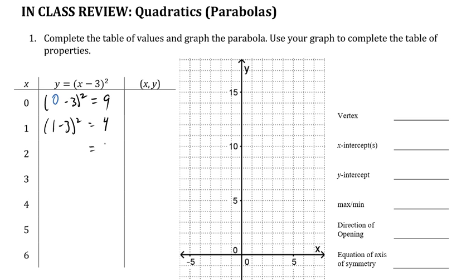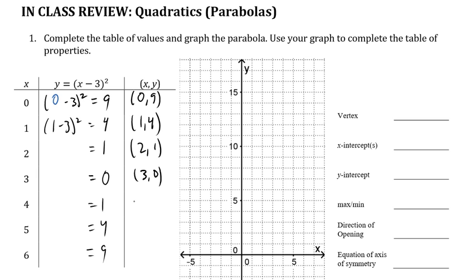The next one's going to get, if you sub in and solve, it's a good skill to have, whether it's for a quadratic or anything. Subbing in and solving is a really important skill. But the next ones work out to be 1, 0, 1, 4, and 9. Okay, and so we've got a list of 7 points here. And I'm just going to write them out. Again, really good review of what a point is, x and then y.